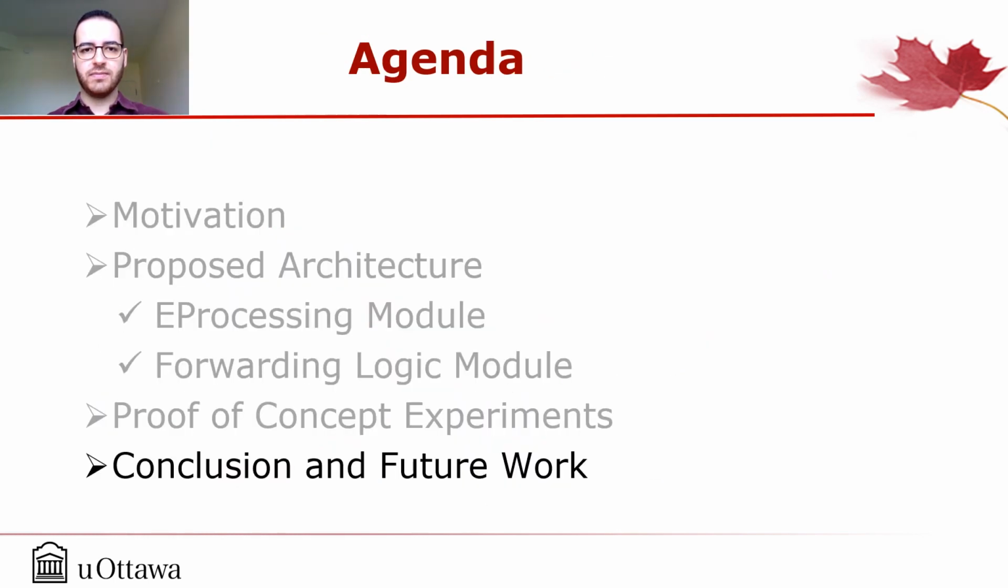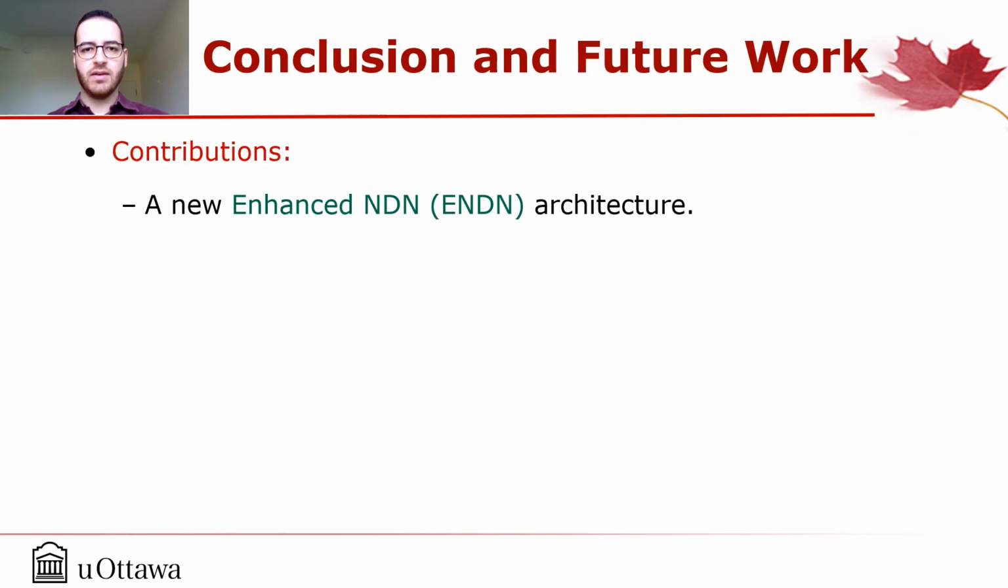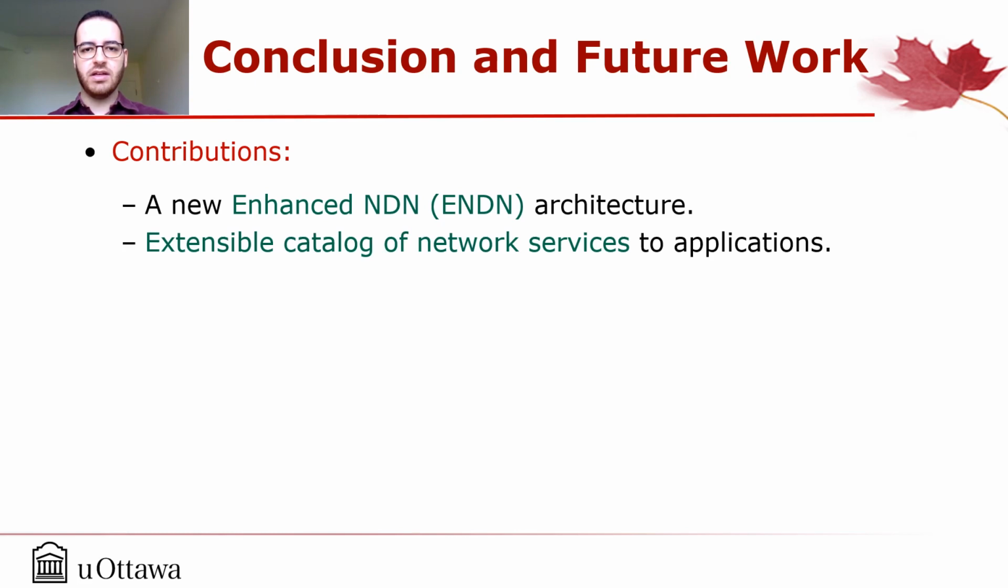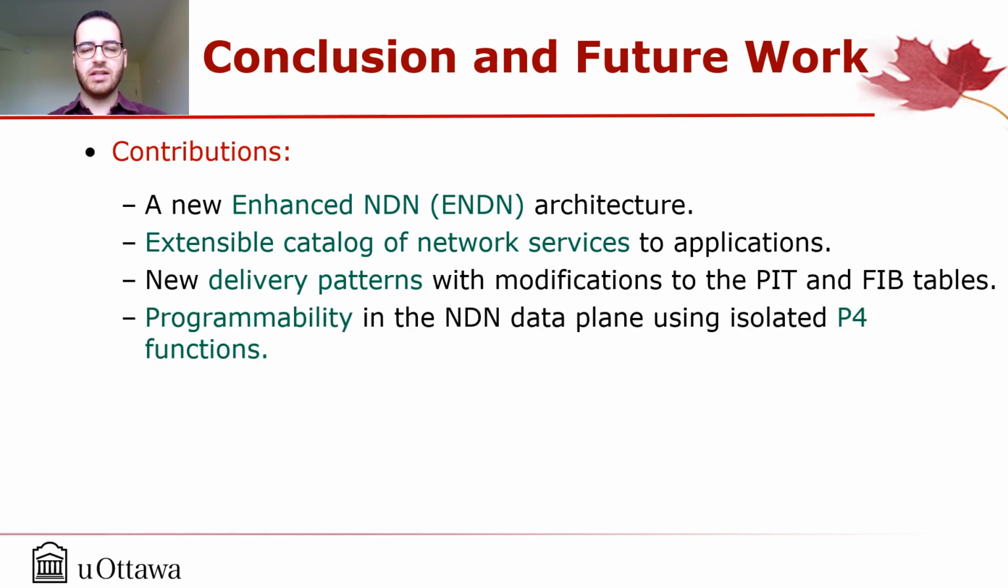To conclude, the main contributions of our work are as follows. We designed ENDN, a new network architecture that can be used as the basis of an application-centric network. ENDN can offer an extensible catalog of network services to applications to allow for the configuration of complex stateful forwarding behaviors directly in the network layer. These services rely on new delivery patterns that are supported through modifications of the EPIT and EFIB tables of NDN, as well as programmability in the data plane using isolated P4 functions.